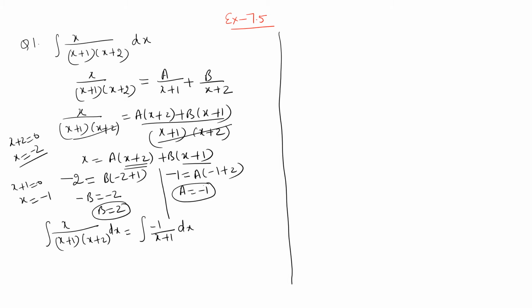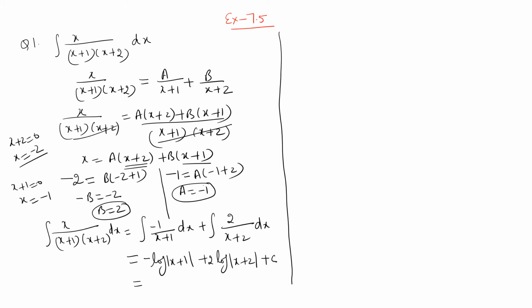I'll split it also, plus integral b is 2 times 1 upon x plus 2 dx. Now this is your 1 upon linear, so it will be minus log mod x plus 1 plus 2 times log mod x plus 2, and plus c.